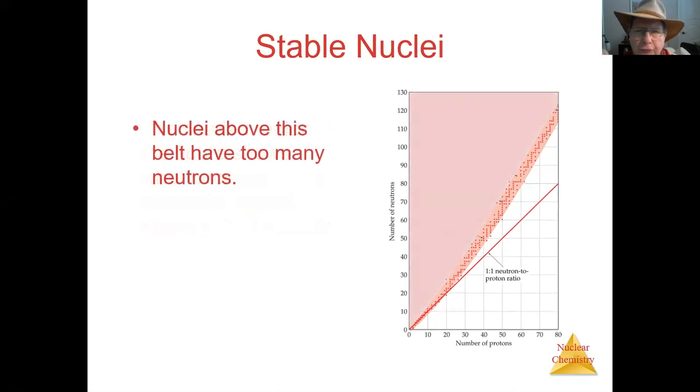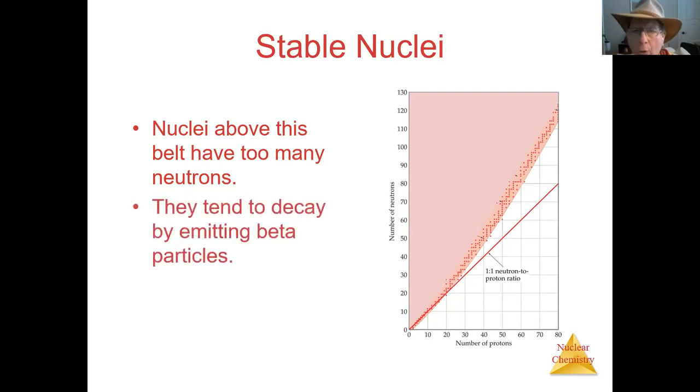If you have a nucleus that has too many neutrons, in other words, we are above the belt of stability, we want to get that ratio of neutrons to protons down. The way we do that is we convert neutrons into protons. The decay that does that is beta decay. Do we understand that, ladies and gentlemen?